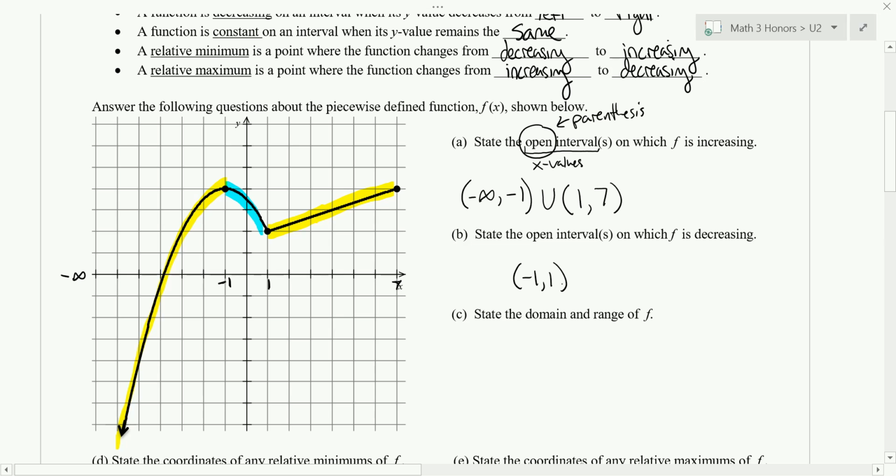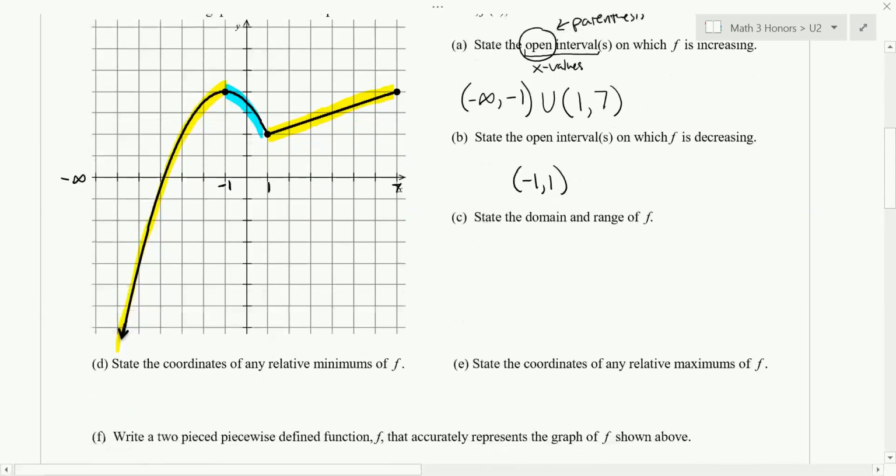And then state the domain and range of f. That's something we did in the last unit. So when you're stating the domain and range, you do it like we did it before. So you got to think, should it be brackets or should it be parentheses? Is there a break in the graph? So go ahead and state part C like we would with the last unit.